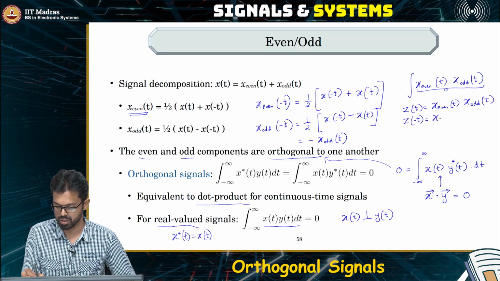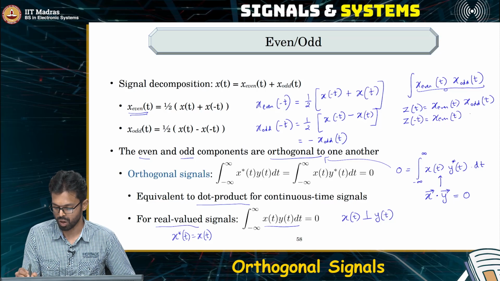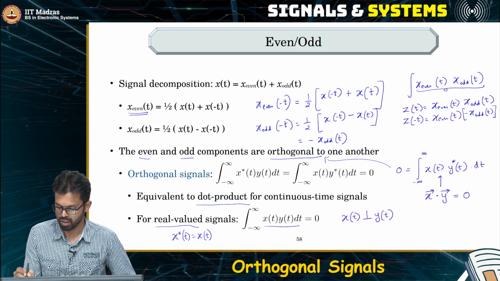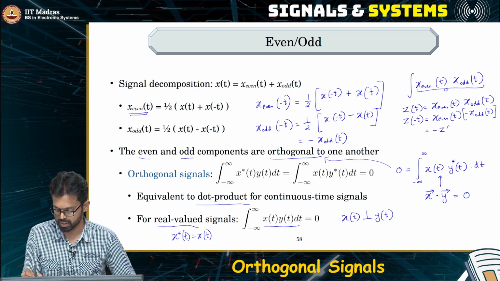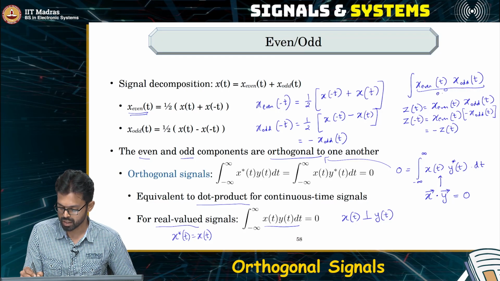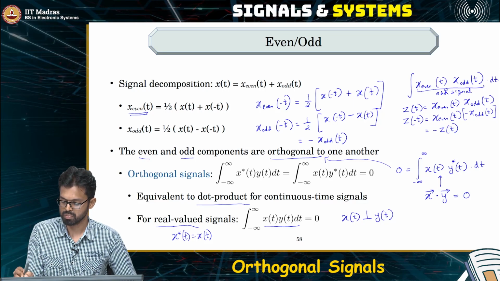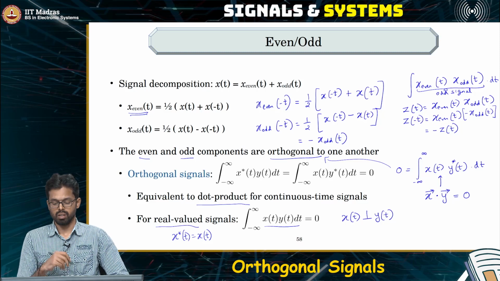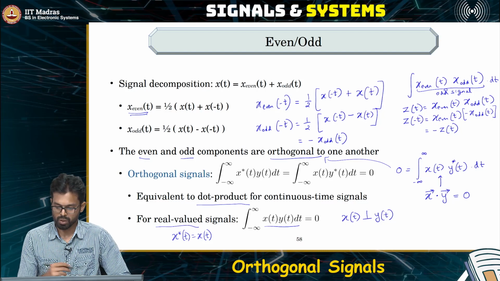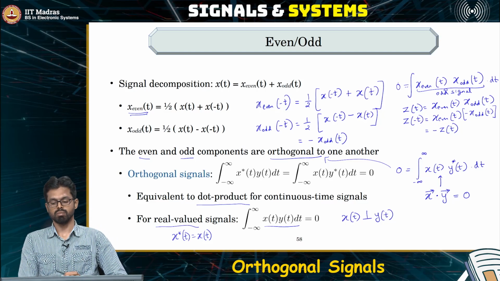Because the first component is an even component, it remains as such. The second component is an odd component, which means this is minus x odd of t. In other words, this is equal to minus z of t. So the product itself turns out to be an odd signal. And there is a very nice property that you should remember about odd signals: the area under an odd signal is 0. So when you evaluate this integration, you will get 0.